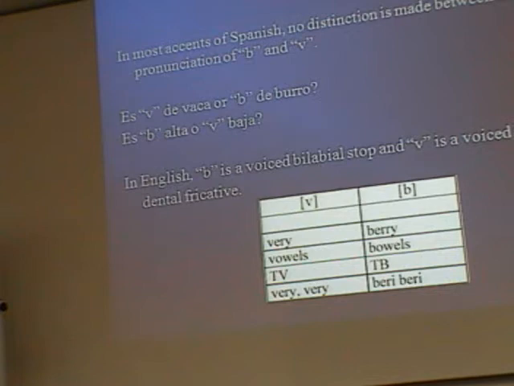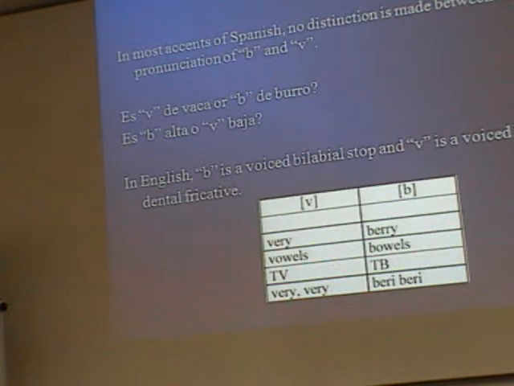Now in English, B is a voiced bilabial stop, and V is a voiced labiodental fricative. They're different types of sound. One is a stop. The air is completely stopped from coming out because the lips are together. And the other is a fricative sound. The lips are not entirely closed. And it's called a labiodental fricative simply because the top teeth are resting on the bottom lip.